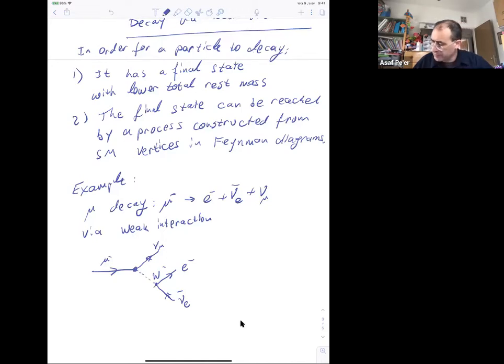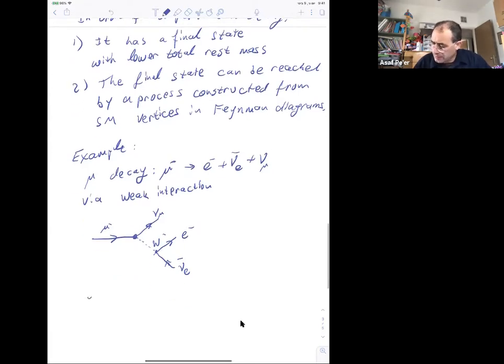Now, since the electron is the lightest, we have no way of continuing the decay of the electron, because any other decay would not conserve energy and momentum when we go to the center of mass. As a result, the electron must be stable. The electron is the lightest lepton, so it is stable.